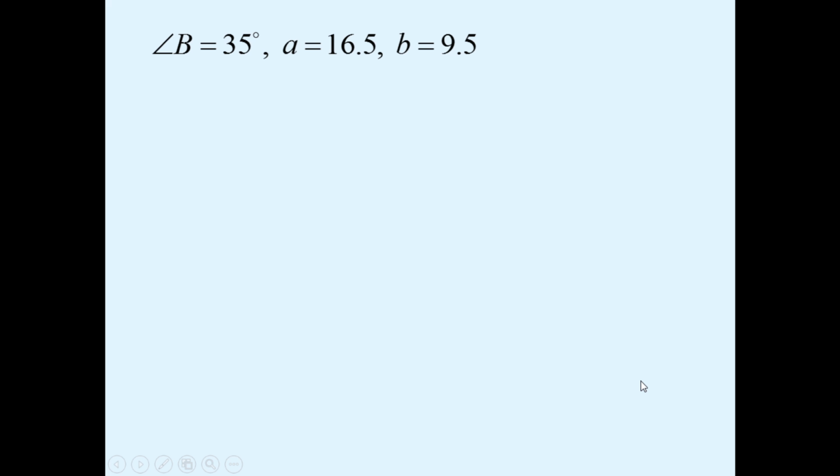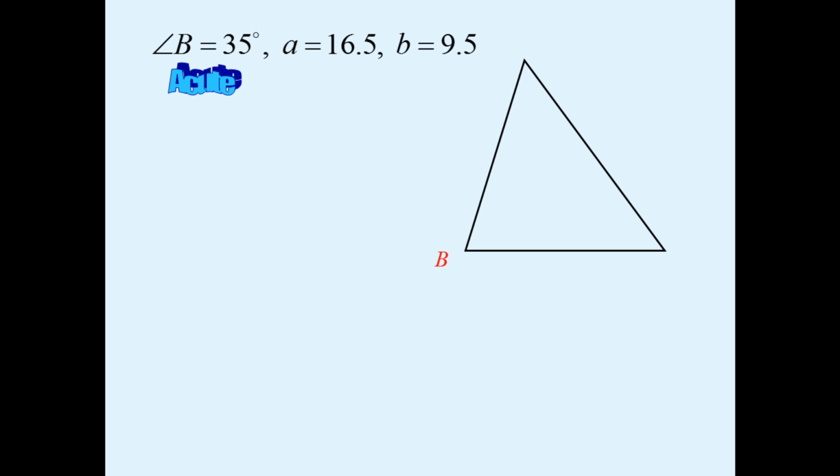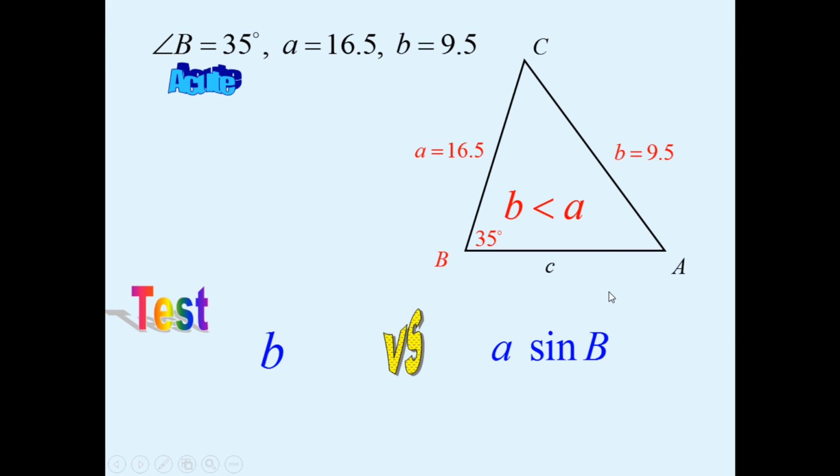So here's another one. We do have angle B, segment a, segment b. Once again, it's side-side-angle. So once again, draw the triangle with the labels. Segment b is considered the shortest leg, so it's the shortest leg versus the other given side. We do have 16.5, and 9.5 is obviously less than 16.5. Once again, whatever shortest leg we have, we want to use that to compare to the height. The way to find the height here would be a sine B. So 9.5 versus 16.5 times sine of 35.